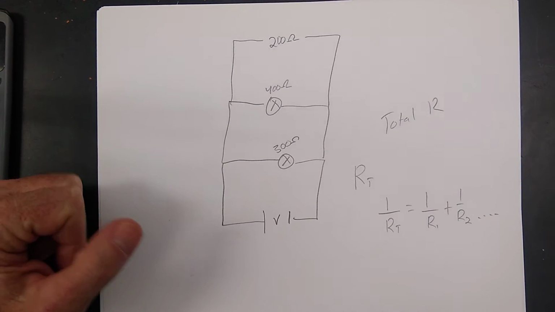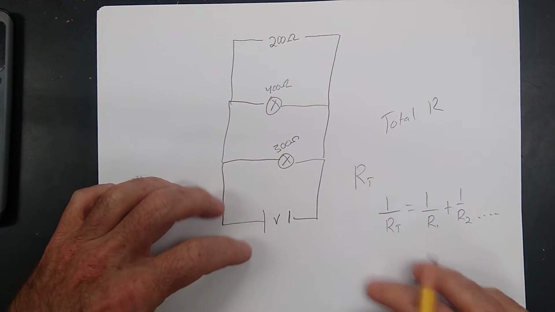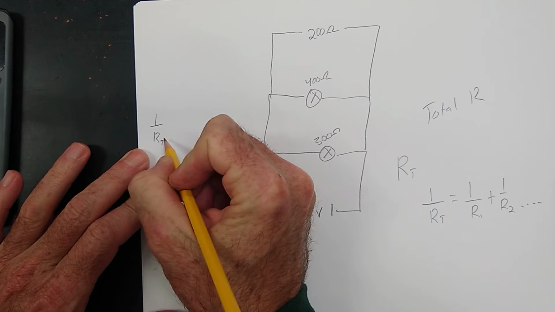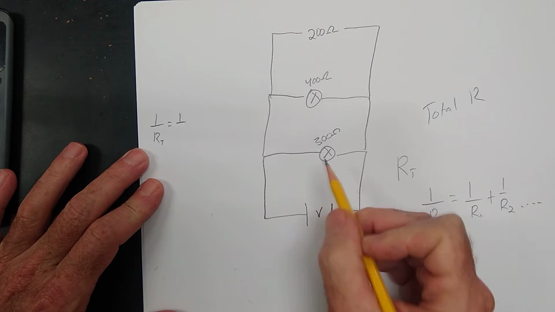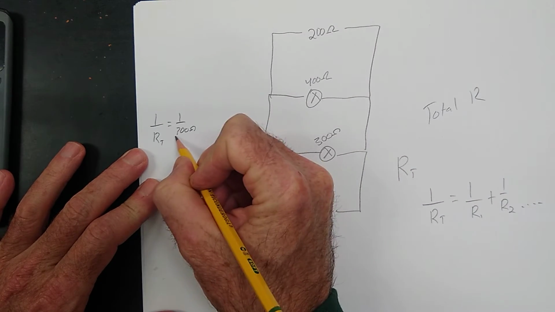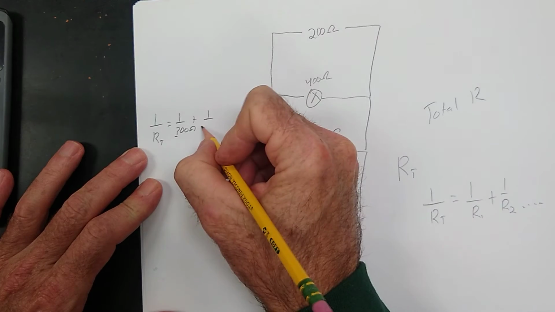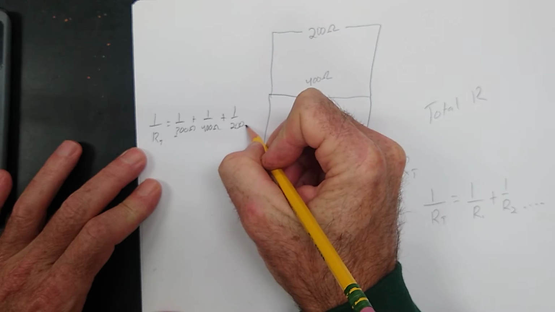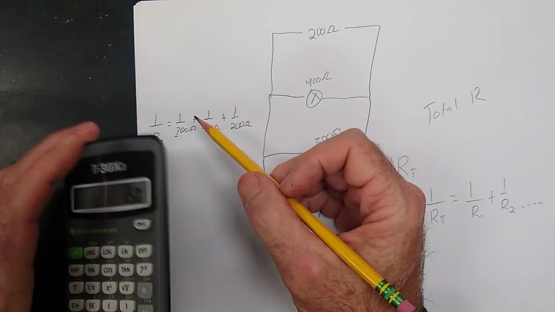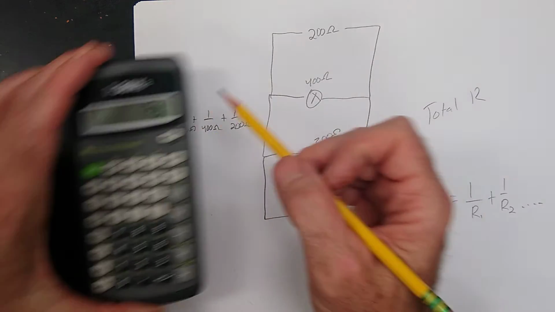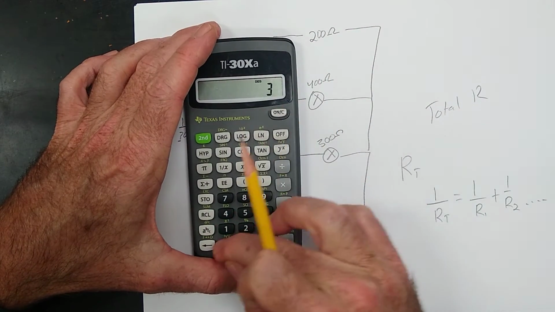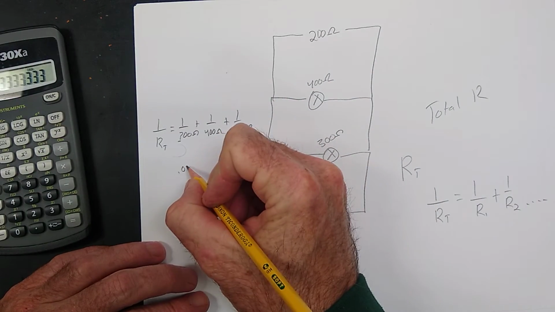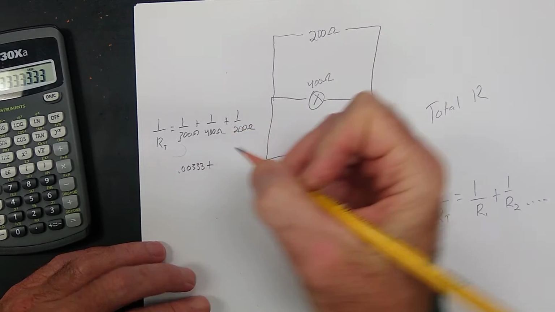Well, it'd be easy with a calculator. I'll work it over here so you can see it. 1 over R total is equal to 1 over 300 plus 1 over 400 ohms plus 1 over 200 ohms. And using your calculator, you don't have to worry about fractions. Let's do 1 over 300. 1 divided by 300 equals 0.00333.